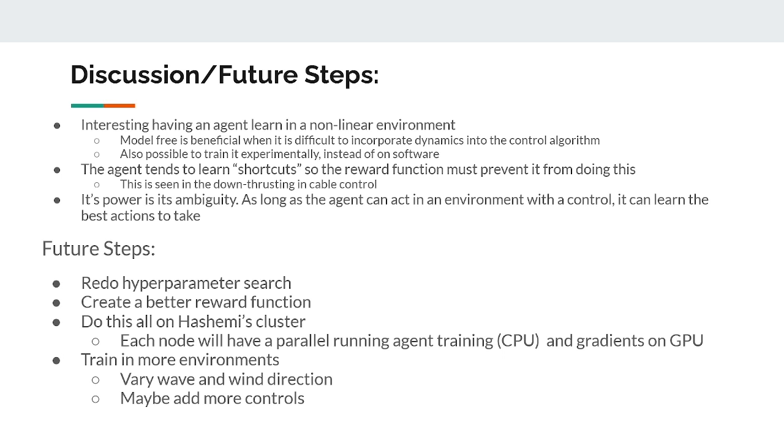So if you vary the wave and wind directions, which in my opinion is essential to having this DDPG agent learn an optimal control strategy, you could have it be agnostic to whatever environment it is currently in, whether it be a small storm or a large storm. It'll still know how to minimize the tower moments.